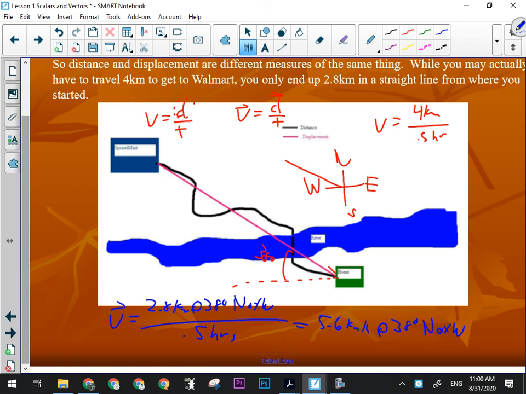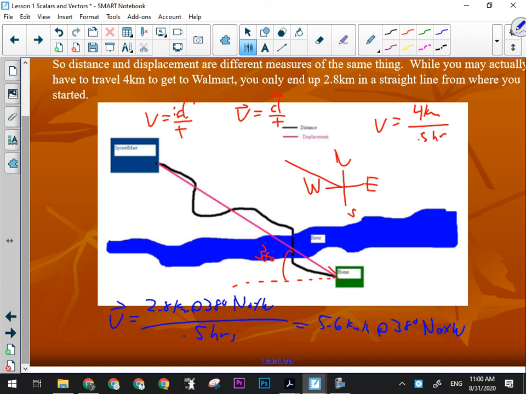Eight kilometers. Yep. I traveled to Walmart, it was 4 kilometers, and it was 4 kilometers back. I went 8 kilometers. Took me 1 hour. What's my speed? 8 kilometers per hour. Right. I got there, I turned around and went right back. So 8 kilometers per hour.